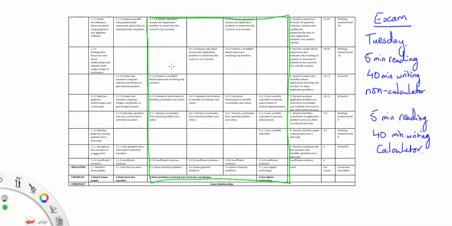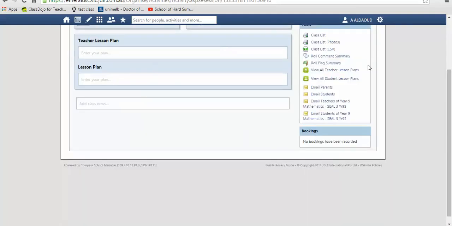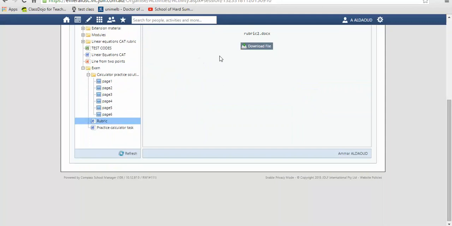Now, you were given a practice task for the calculator section. All of this part from here all the way here, you'll be allowed to use a calculator for. All of this is calculator enabled. And all of this is covered on the practice task. So if you go to the Year 9 page for maths, Year 9 seal page, go to resources. Now that practice task was given to you, that's the one you received when I wasn't there. There's the rubric for you to download.